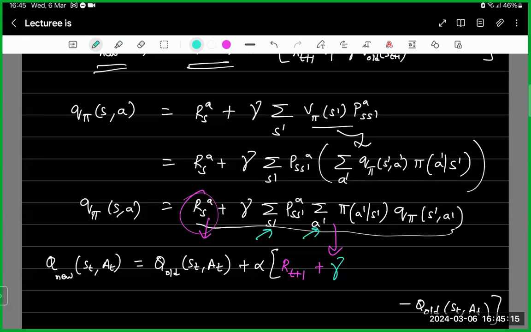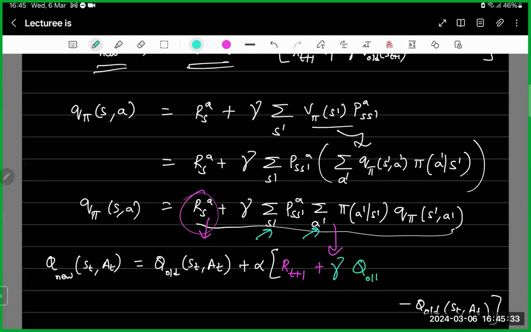So you just take the state given by the environment, which is ST plus 1, and then sample action AT plus 1 based on ST plus 1, pi of A given ST plus 1. You just sample one AT plus 1 like that. So based on that, what will you get?